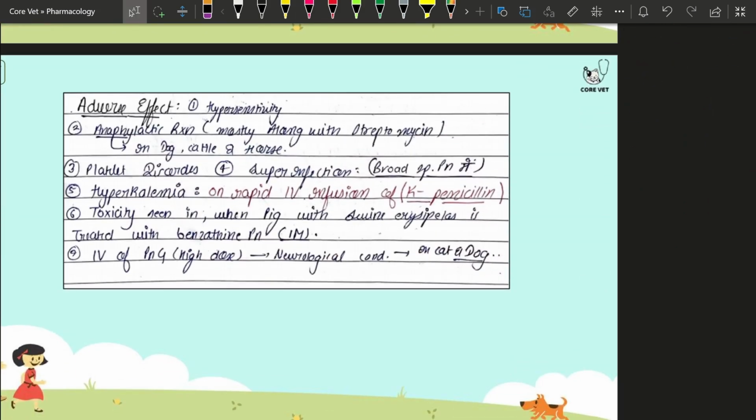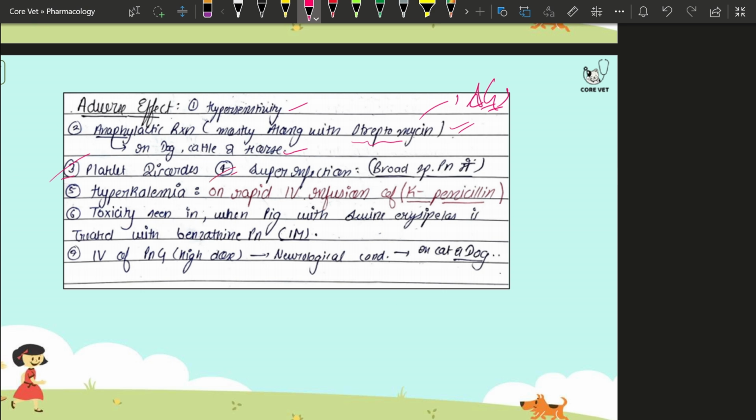If we talk about the adverse effects, hypersensitivity is observed. I had told you the reason for the hypersensitivity too, that it is due to the formation of hapten. Anaphylactic reactions have also been observed. Generally, when we use penicillin along with streptomycin, which is an aminoglycoside, it is generally seen in dogs, cattle, and horses. Several platelet disorders have been observed, and superinfection has been observed.